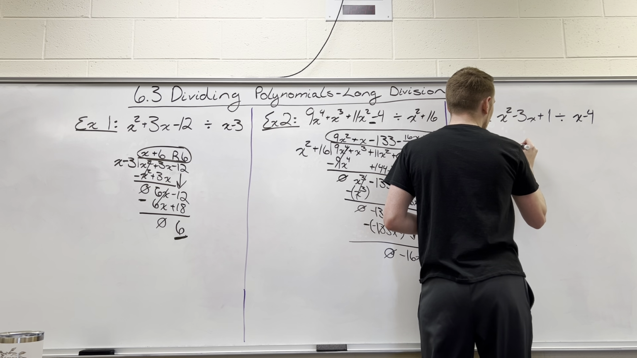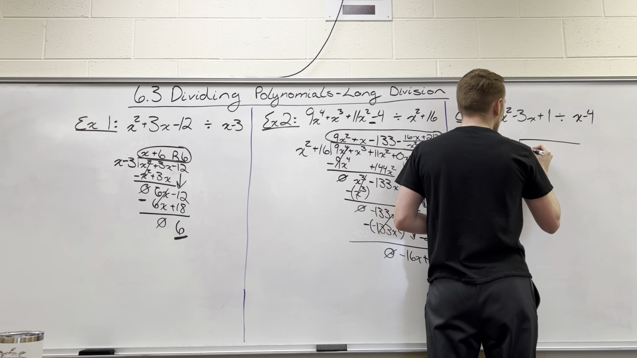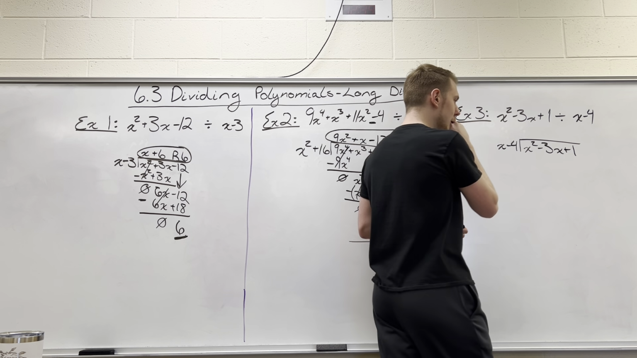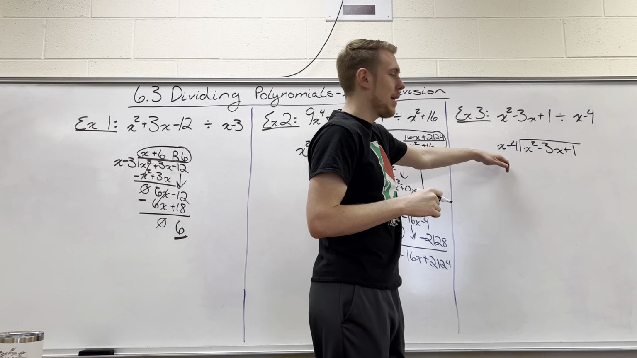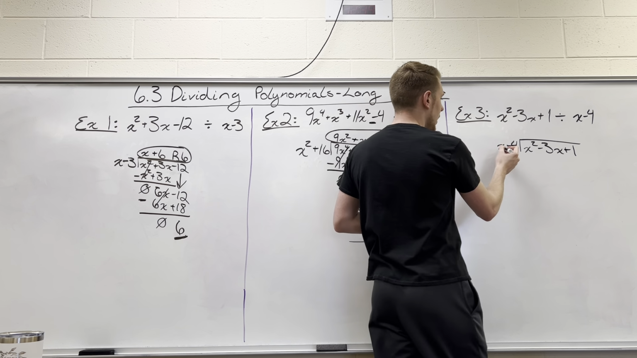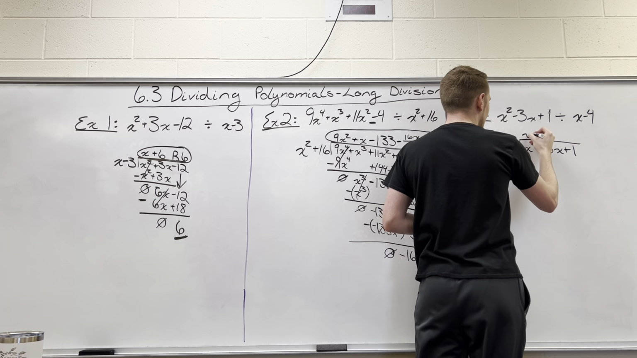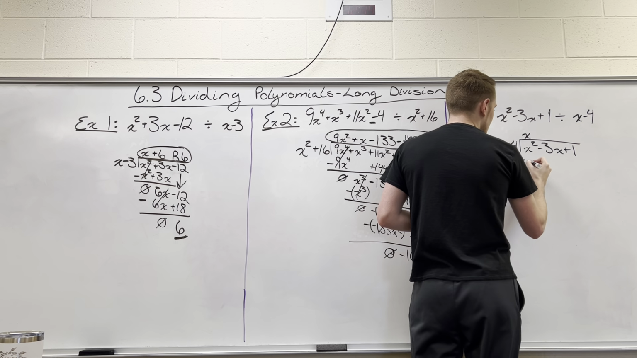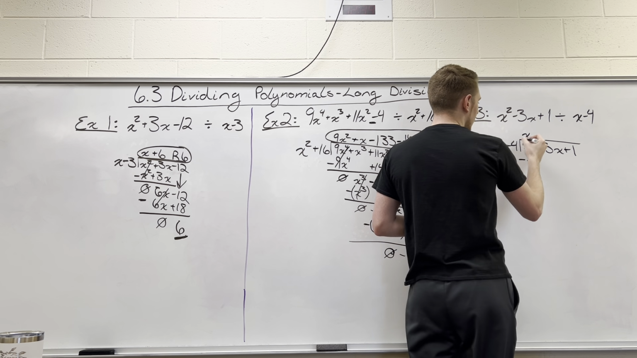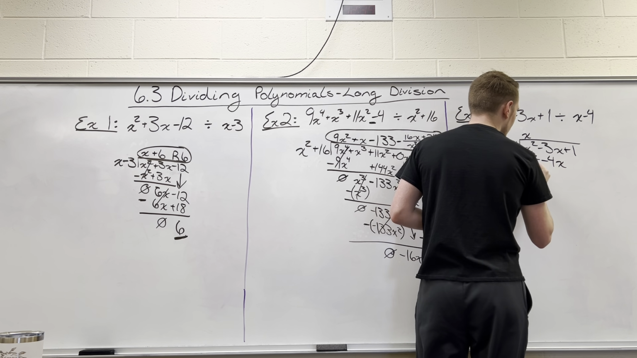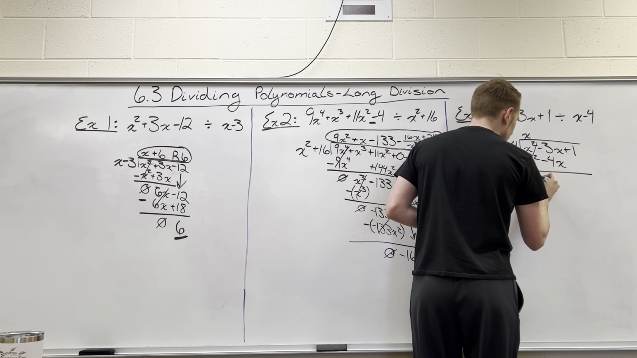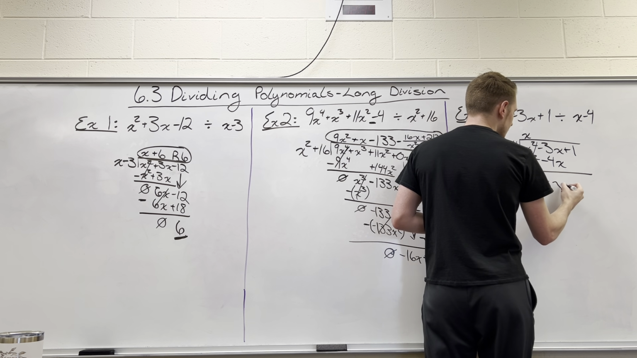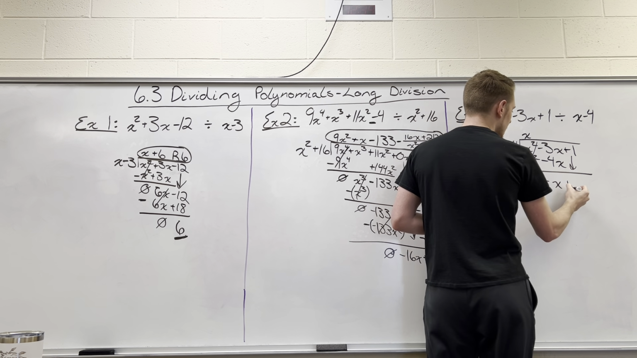X minus 4 on the outside is my divisor. And then x squared minus 3x plus 1. All right, now we have to make this equal this. So let's go for it. If I multiply x by x, I'm going to get x squared. So I can put x here. When I do this, I'm going to do subtraction. Positive x squared minus 4x washes out to 0. Negative times negative is a positive, so this is going to be plus x. Drop this down, plus 1.